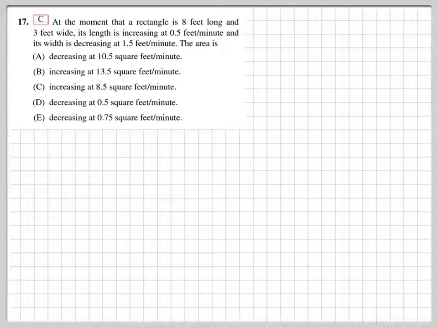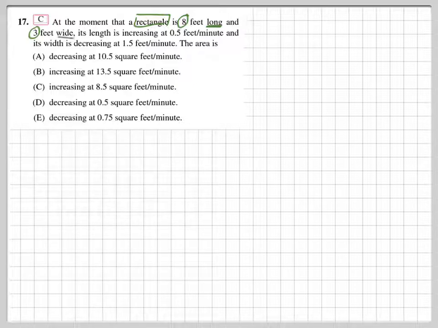All right, now this is a quick, short and sweet related rate problem. So let's identify all these numbers and the shape that we're working with. It says at the moment, the rectangle is 8 feet long. That long tells us what that number represents.